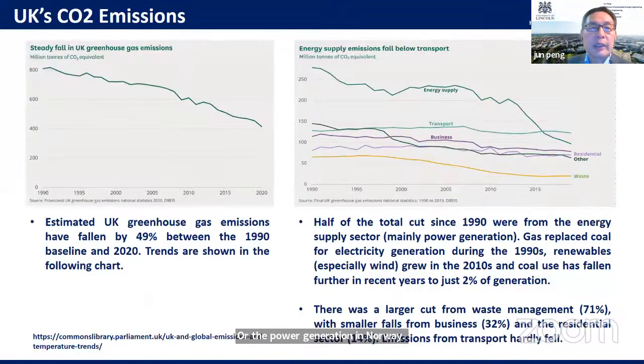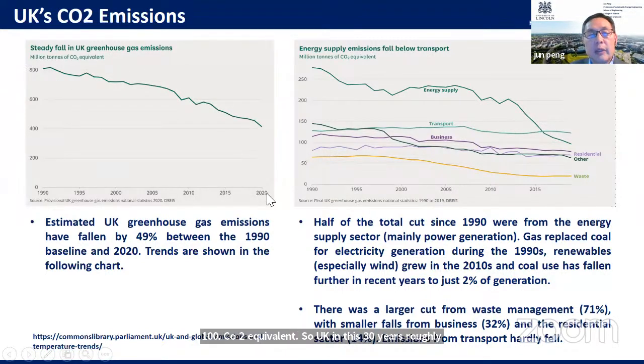How about the UK's case? Since I work in the UK, I can get more information and more data on the UK's case. The UK takes the 1990s as a baseline, then started working on reducing greenhouse gas emissions. In the 1990s, the UK emitted 800 million tons per year of CO2 equivalent greenhouse gas. By the pandemic in 2020, we're close to 400 million tons of CO2 equivalent. So in these 30 years the UK roughly reduced greenhouse gas emissions by half.